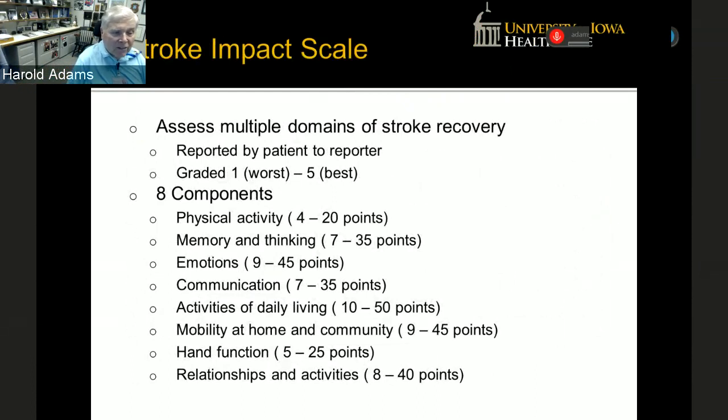The Stroke Impact Scale is a little more complex. It involves multiple domains of stroke recovery and is reported by the patient, rated 1 for worst to 5 best. And as you go down there, you can see a huge number of components that are checked, with a wide range of activities that are scored. This takes a longer time to do and has not yet been as widely used, in large part because of the complexity of all the components in the quality of life measure.